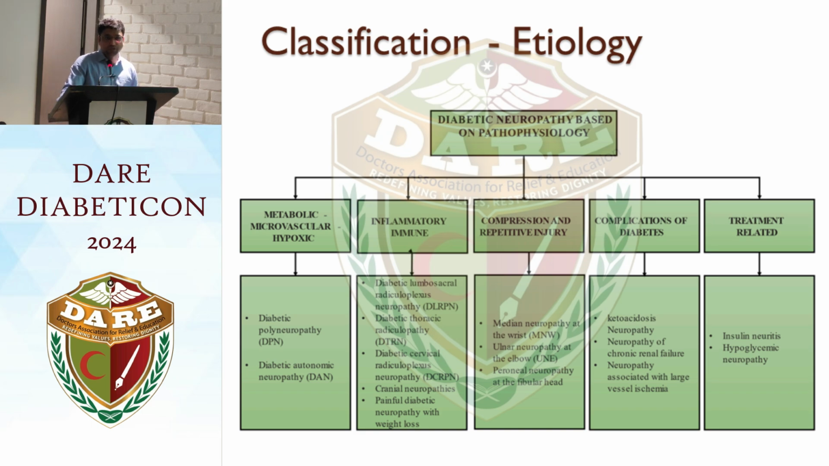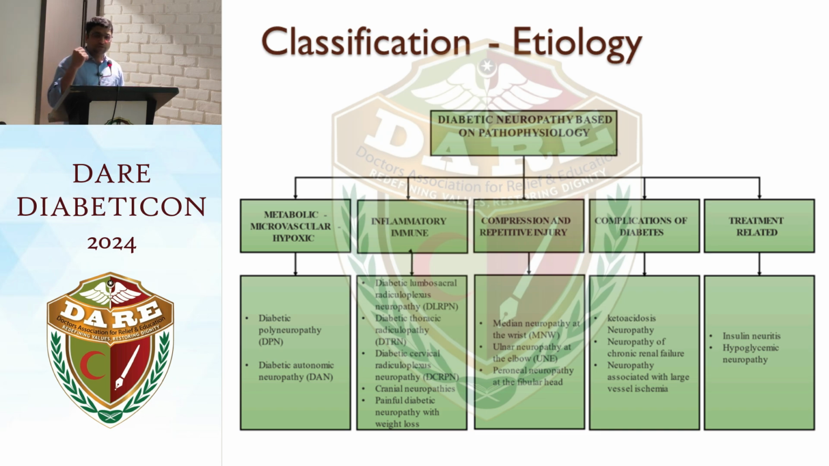Inflammatory etiology is seen in plexopathies as well as probably mononeuropathies. Compressive etiology like carpal tunnel syndrome is seen, as you can see here, in median neuropathy, ulnar neuropathy, or peroneal neuropathies. Apart from this, there is the treatment-related neuropathy, which I already mentioned, acute diabetic treatment-related neuropathy. So this is the etiological classification for these diabetic neuropathy cases.